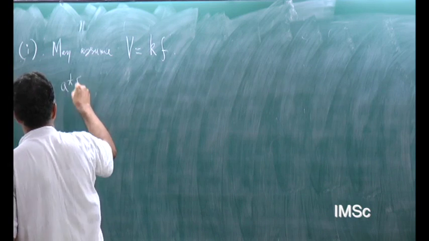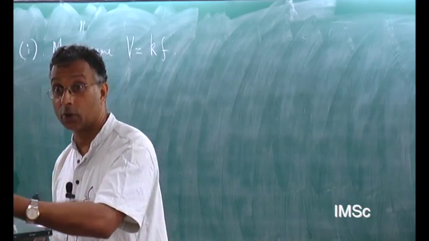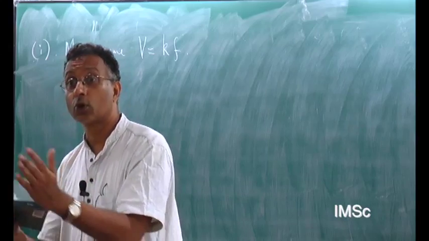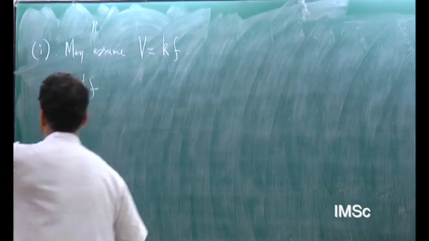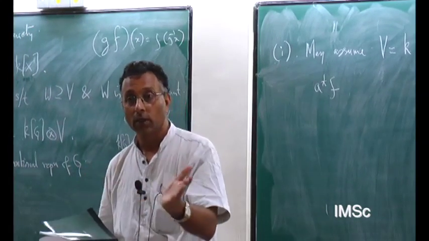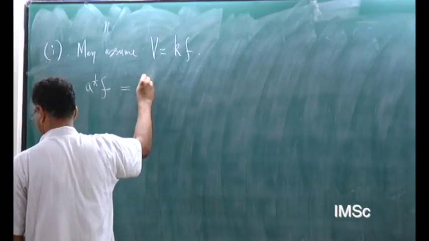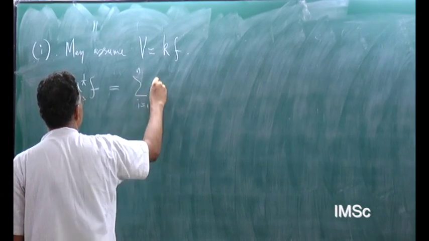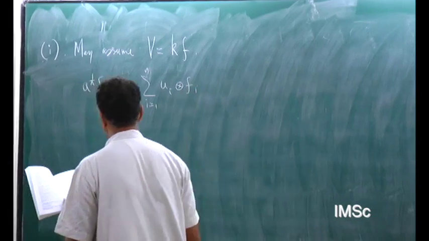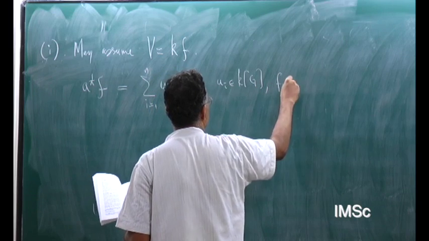Okay. Now, you look at this A star F. Taking a hint from the second part, I want to show that something is stable. So what do I have to do? I have to write out A star F, where A star is this map. Look at the image of F and write out what it is. So you write this out as the sum for i equal to 1 to n of ui tensor fi, with ui in kG and fi in kX.